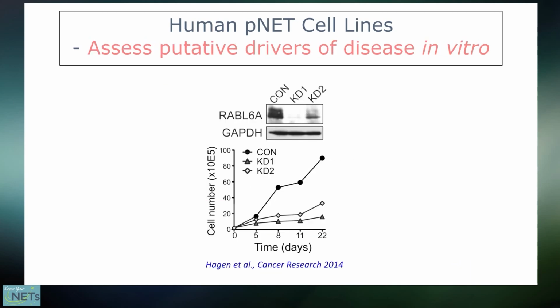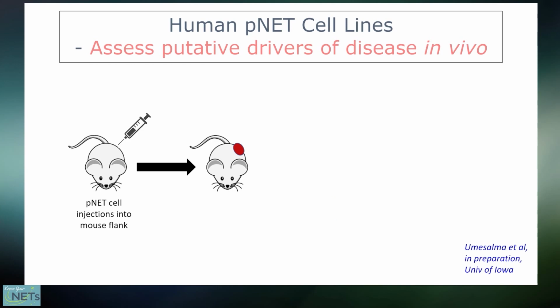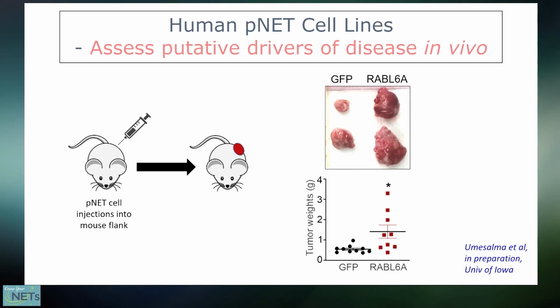Now, we also use PNET cells to assess putative drivers of disease, as shown here for an oncogenic protein, Rabl6A, that my laboratory studies. Now, we've silenced its expression in cell lines and showed that those cells now have much lower ability to proliferate and grow. We've also examined the effect of Rabl6A overexpression, and we did this by injecting cells that overexpress the protein into mice. And over time, tumors will form. And we compared the overexpression of Rabl6A to a control called GFP.